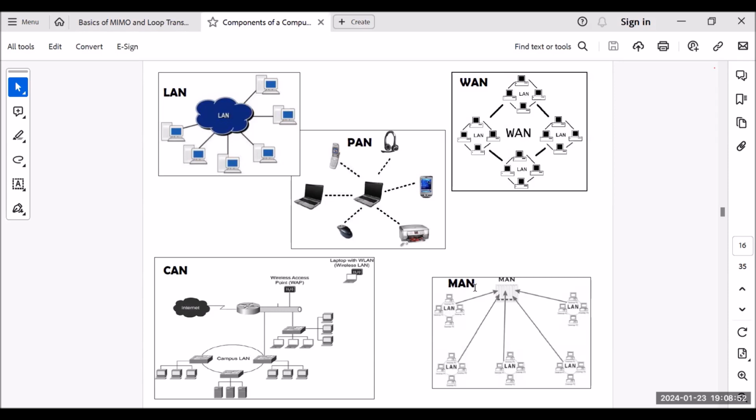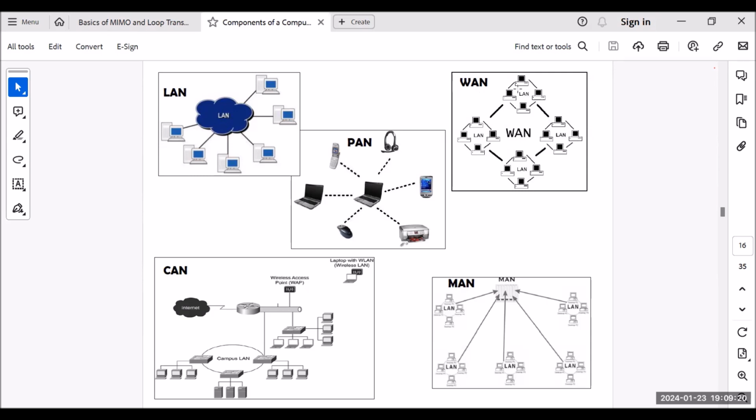In the metropolitan area network, again, you can see there is some kind of a LAN system, and we have another LAN and another LAN network. All of those are connected to some centralized MAN network, that is the metropolitan area network. So obviously, all of these systems are connected to some centralized system, that is the MAN. Keep in mind that this MAN is significantly different than this WAN.